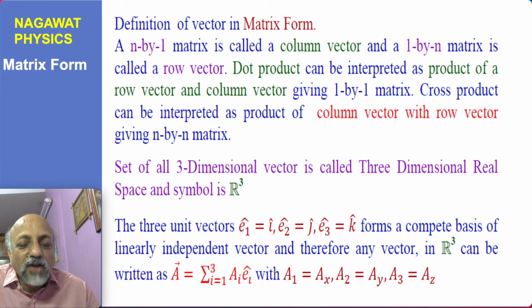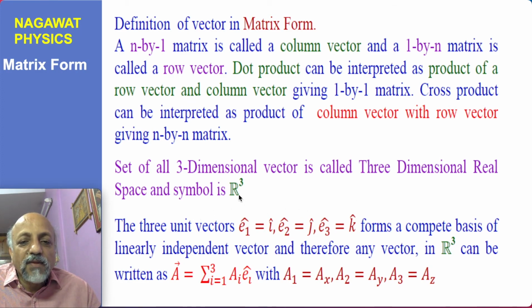Then often in literature you will find that the set of all three-dimensional vectors, which we have defined here in this class also, is called three-dimensional real space. So many times if you find the words three-dimensional real space or the symbol R3 shown here, that is nothing but a three-dimensional vector space. Earlier I defined space also as a space of points. So a vector space is a set of vectors, and a set of three-dimensional vectors is called three-dimensional real space, and its symbol is R3.